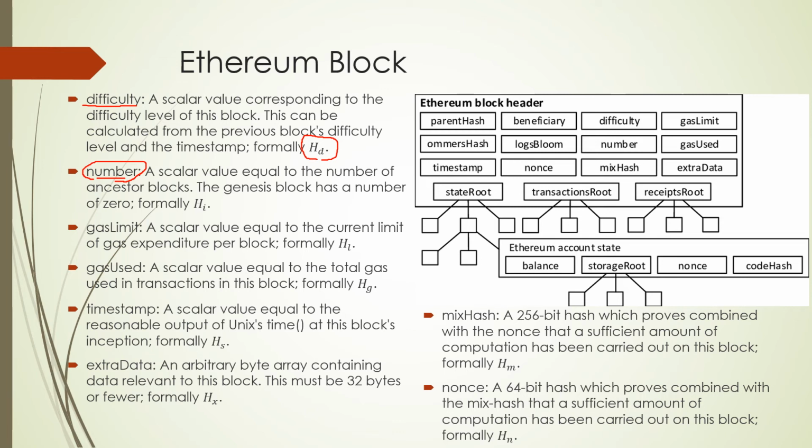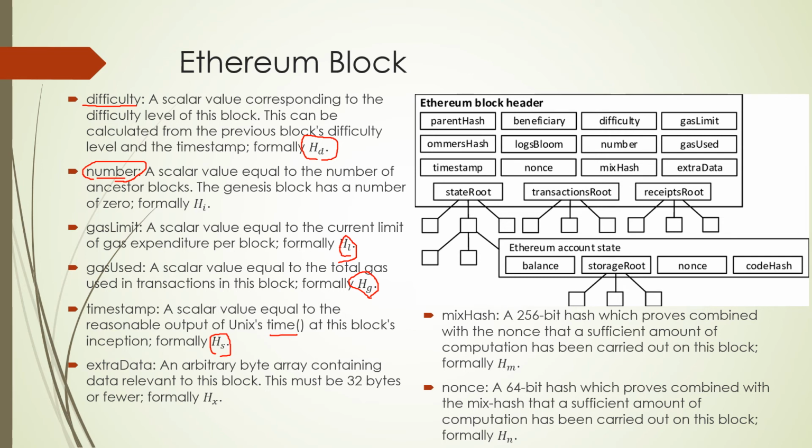Then we have gas limit, which is a value equal to the current limit of gas expenditure per block. So as you see, the block itself has also a gas limit. Then we have gas used, which is a value equal to the total gas used in the transactions of this block, which is formally represented by H sub G. And then we have timestamp, which is a value equal to the reasonable output of Unix's time function at this block's inception. It's represented using H sub S.